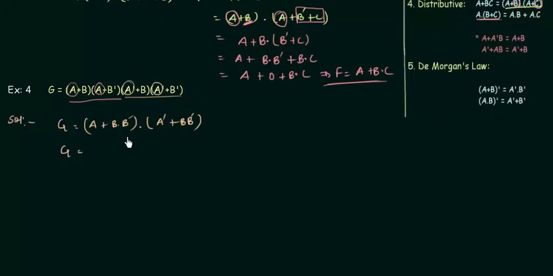B and b complement is definitely equal to 0, so I have a or 0 and a complement or 0. A or 0 is equal to a and a complement or 0 is equal to a complement, and finally we have a 0 because a and a complement is equal to 0. So 0 is the answer for this example.